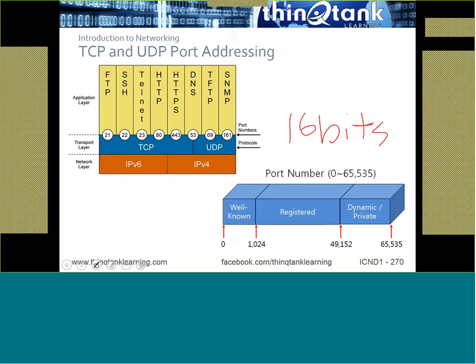Okay? Remember, that field is 16 bits, which means we have a limited range of ports that we can have, 0 to 65,535, because 2 to the power of 16 is 65,536. Guess who manages these port numbers? The IANA, the Internet Assigned Numbers Authority.